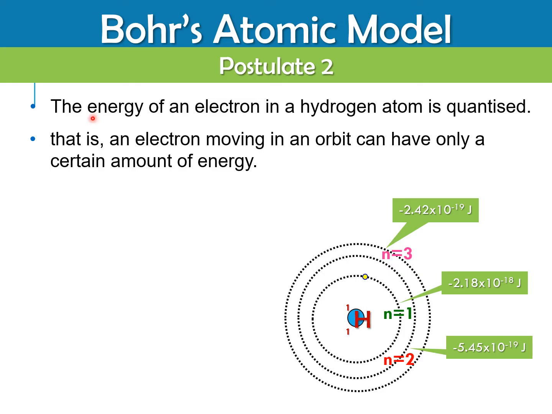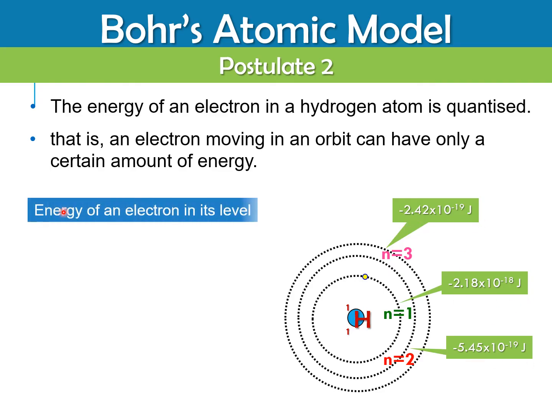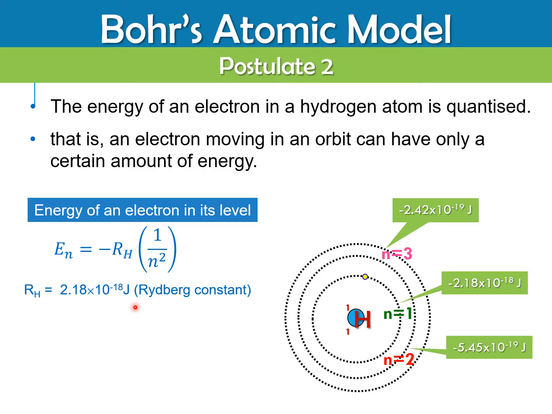Since kita dah faham energy elektron ni quantized, fixed, so macam mana value-value energy ni boleh kita kira? Energy of an electron in its level can be calculated using this formula. En is equal to negative RH 1 over n squared. E ni energy, n ni adalah energy level lah, n1 ke, n2 ke, n3 ke, so on. RH ni adalah Rydberg constant, this is the value.